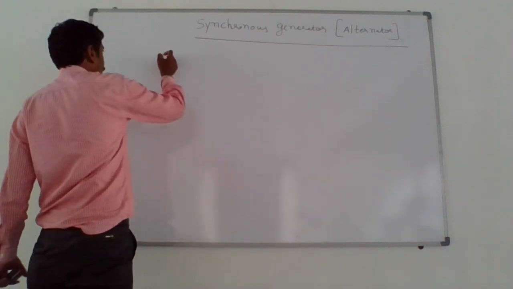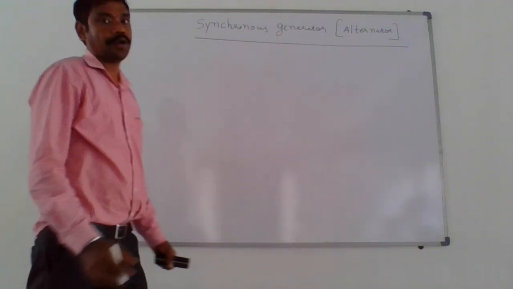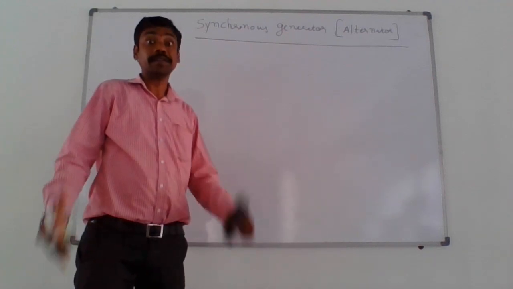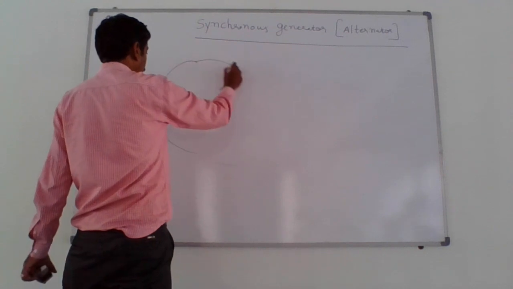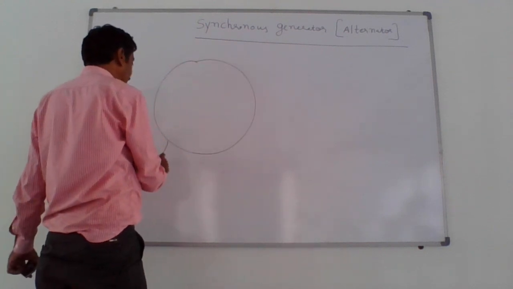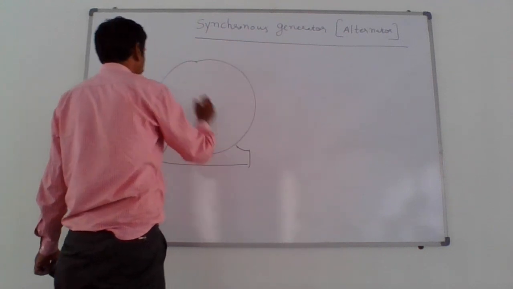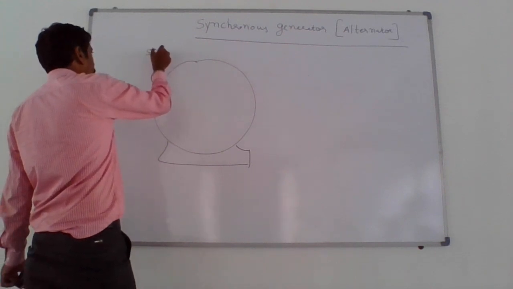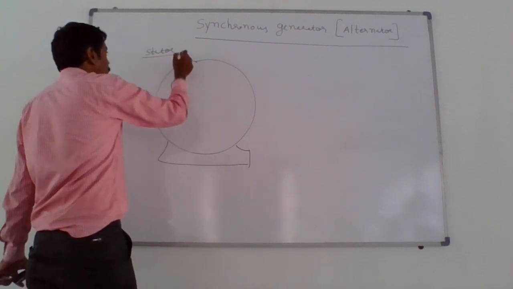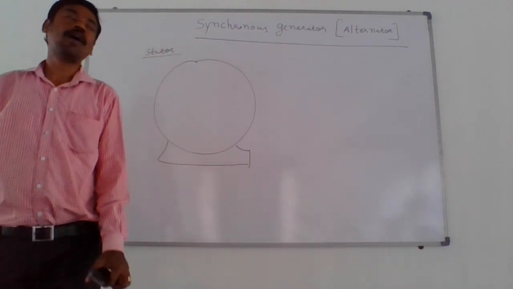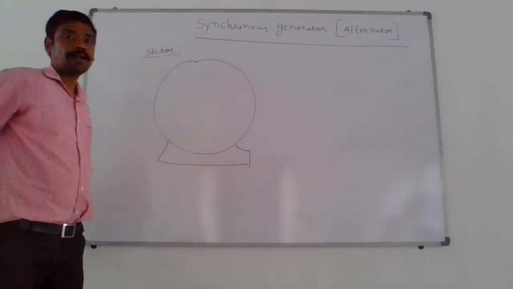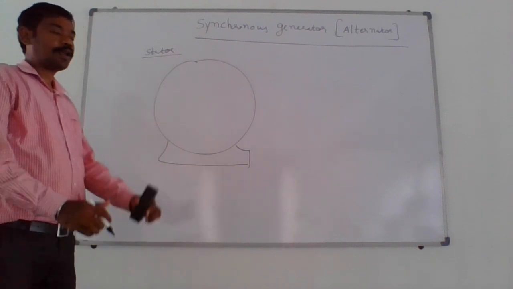First is, what is a synchronous generator, or how is its construction? Let us see. It consists of two parts. The first part is the stator. This is called the stator, or we call it the stationary part of the synchronous generator, which is the outermost body of the machine.